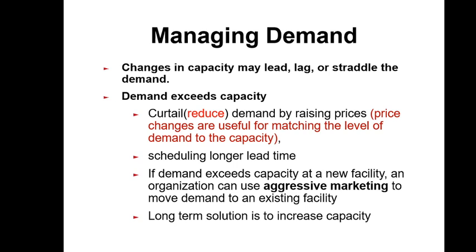Now, if demand exceeds capacity in Irbid, in your new facility, then you cannot supply the market with the product or the service that you are offering. So what you will do is aggressive marketing. We call it reverse or aggressive marketing, meaning you will tell your customers, okay, we don't have it, but you can transfer to your other branches. You can buy it from our branch in Amman, for example, and so on.